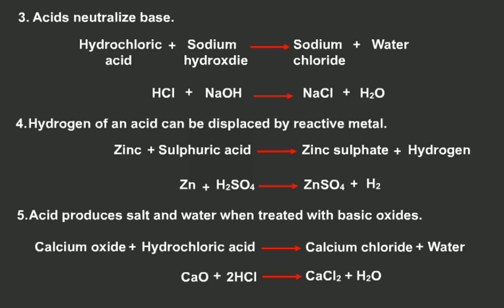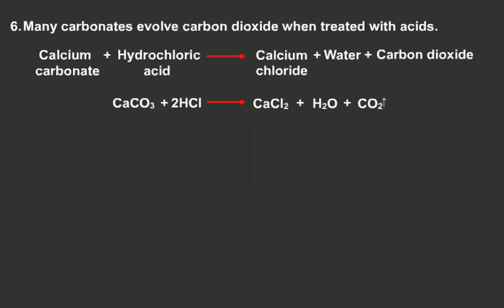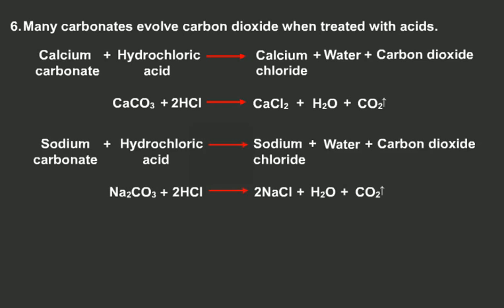Acid produces salt and water when treated with basic oxides. Like when calcium oxide reacts with hydrochloric acid, it gives us calcium chloride and water. Many carbonates evolve carbon dioxide when treated with acids. For example, when calcium carbonate reacts with hydrochloric acid, it gives calcium chloride, water plus carbon dioxide. Similarly, when sodium carbonate reacts with hydrochloric acid, it gives sodium chloride plus water plus carbon dioxide.